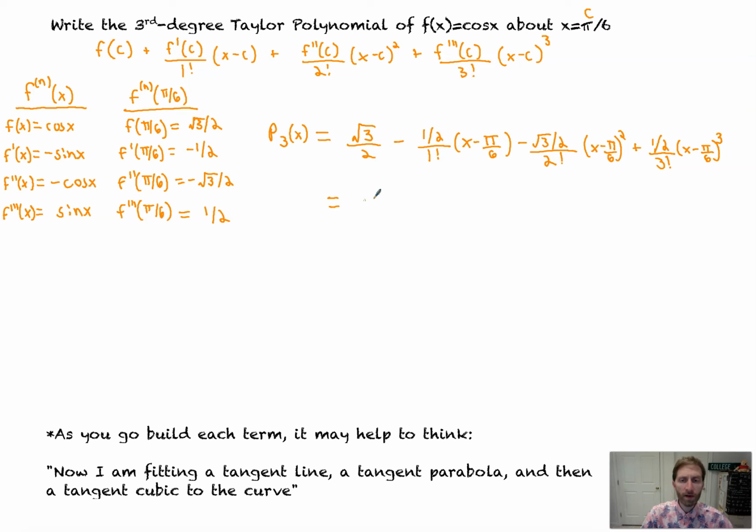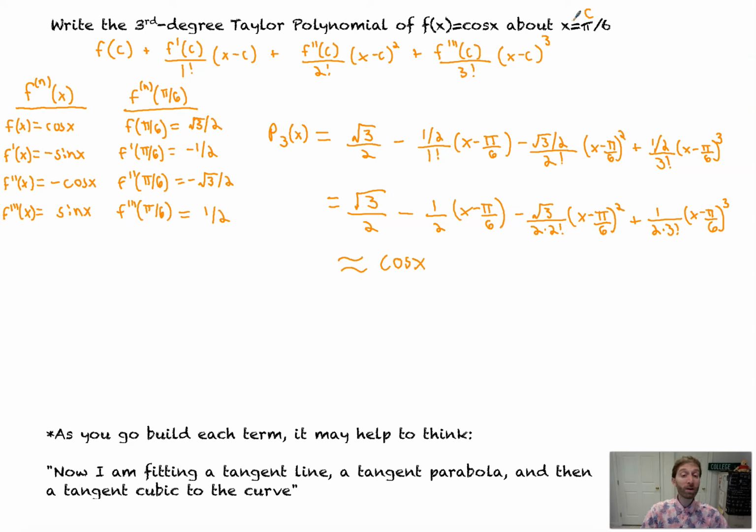And some people like to simplify that down. I'll do that here just to neaten it up. Root 3 over 2 minus 1 over 2 times x minus pi over 6. On the BC exam, leave that. There's no need to simplify it like I'm doing it here. Minus root 3, I'll do that as 2 times 2 factorial. That 2 comes downstairs, x minus pi over 6 to the second. Plus 1 over 2 times 3 factorial times x minus pi over 6 cubed. And that is your third degree Taylor approximation for cosine of x about x equals pi over 6.